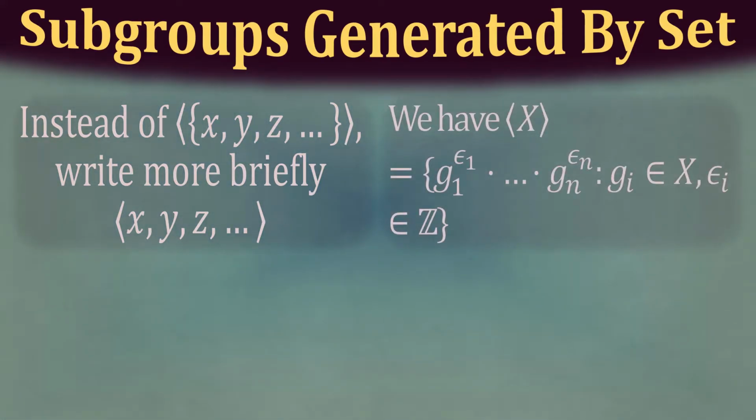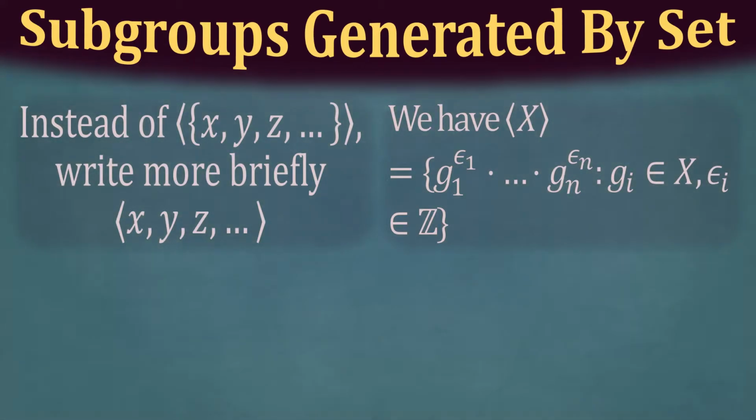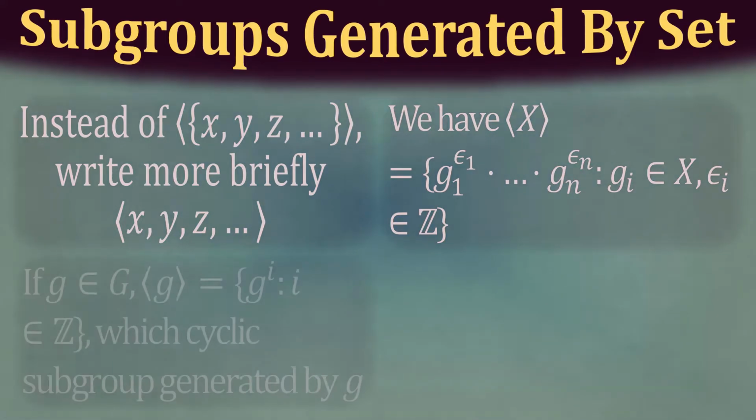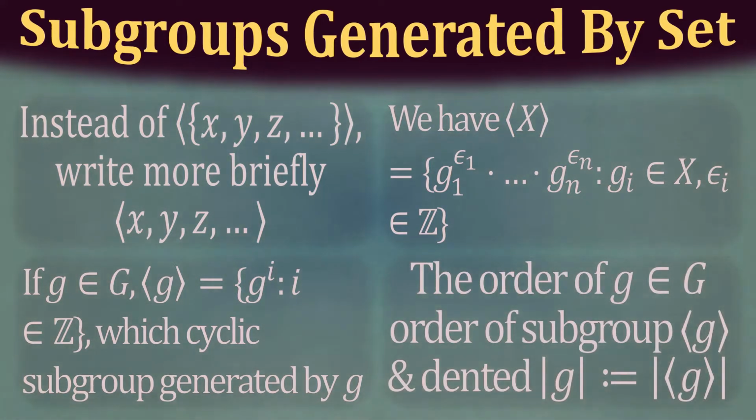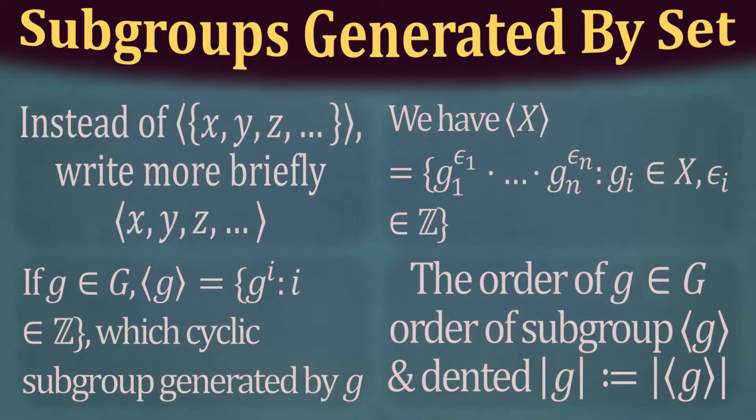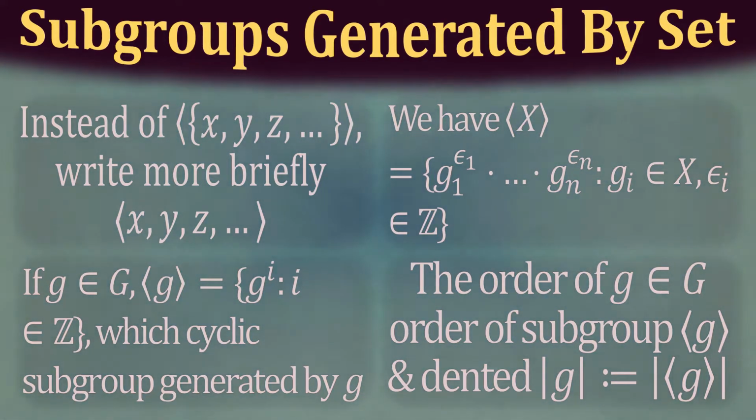Also note that we have that ⟨X⟩ is equal to the set of all g1^ε1 times all the way up to gn^εn, where gi is in X and εi is in the integers. So if g is in G, we have that ⟨g⟩ is equal to the set of all g^i, where i is in the integers, which is the cyclic subgroup generated by g. The order of the element g is the order of the subgroup generated by g and is denoted as the cardinality of g, defined to be the cardinality of the subgroup generated by g.